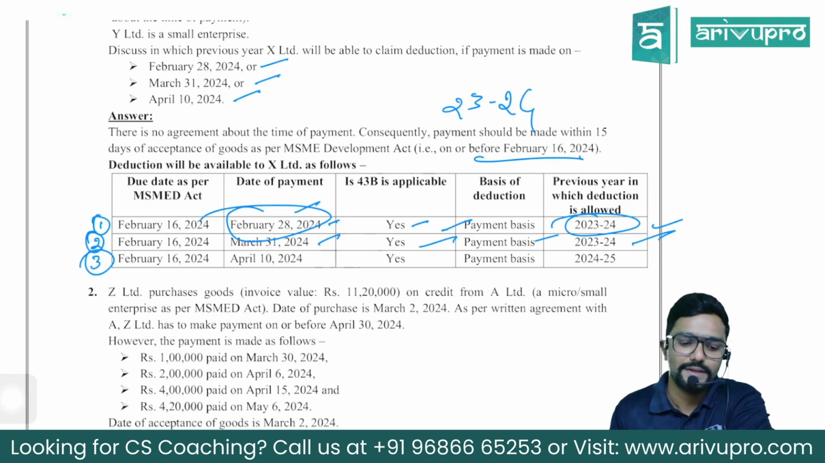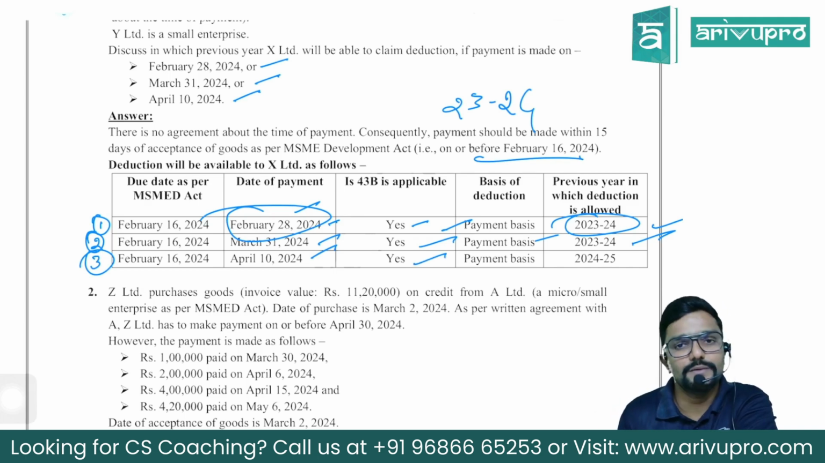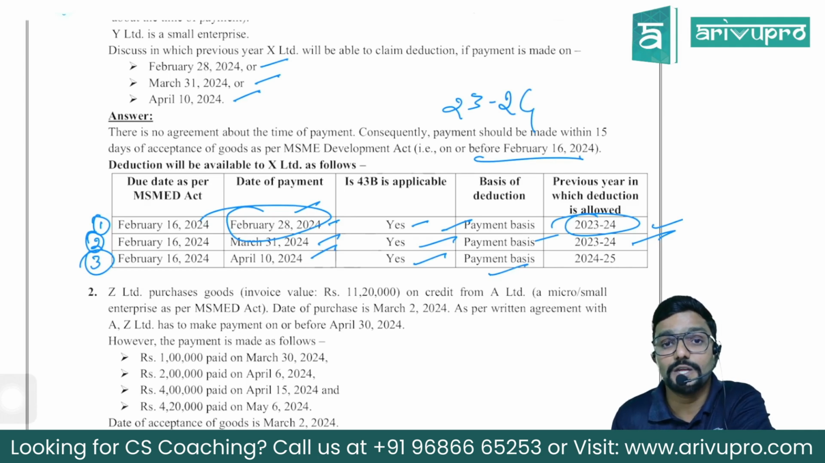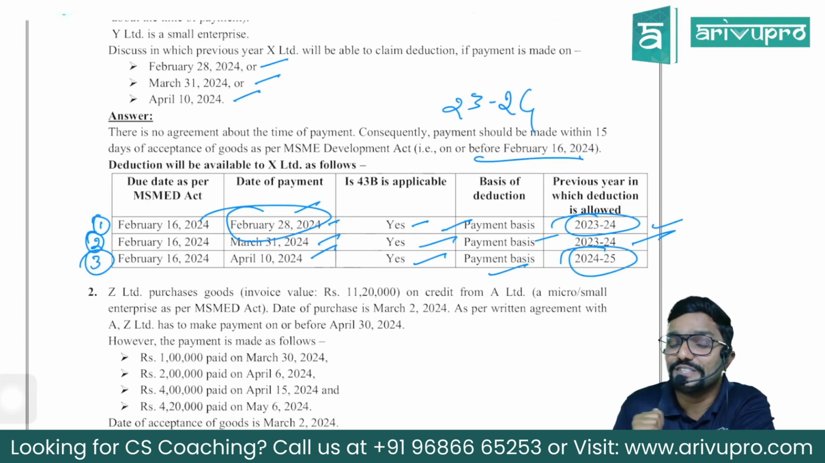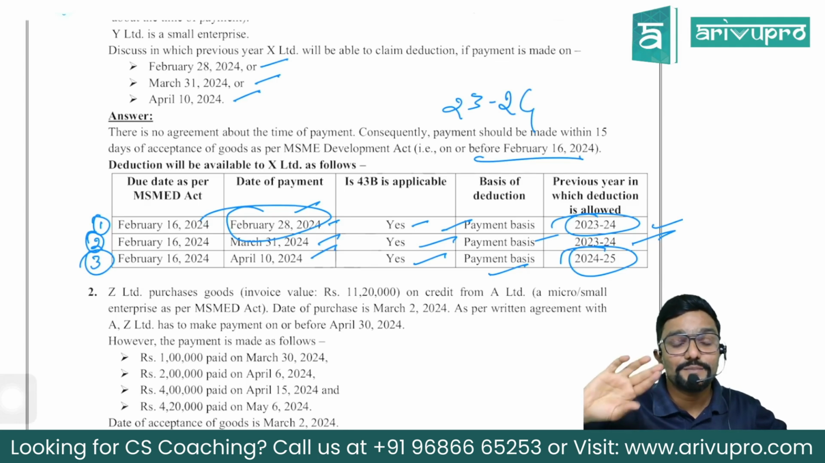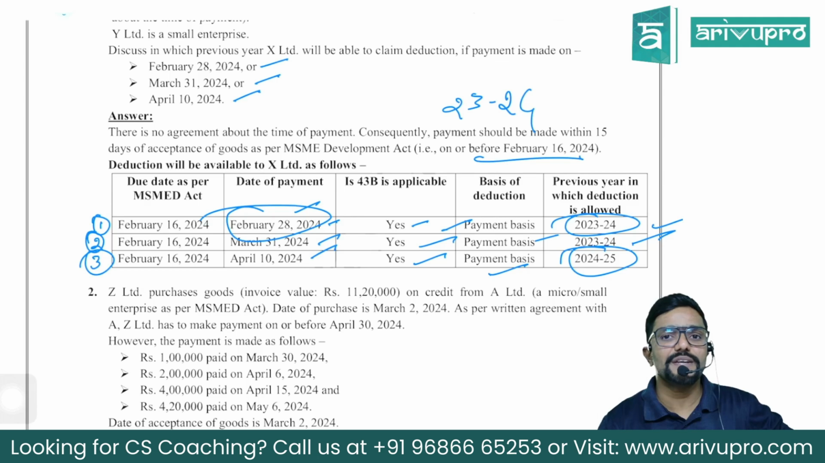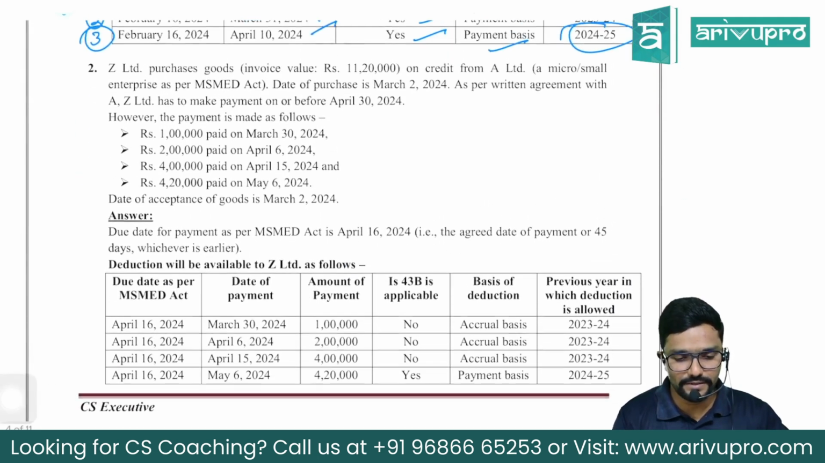Yes, sir. Next you see, if payment is made on April 10th, is payment made within the due date? No, sir. So is 43B applicable? Yes. So expenditure is allowed on what basis? Payment basis. So that means it is allowed in which year? 24-25, because payment is not made before 31st March. So within the due date, the payment is not made, and the payment is made after 31st March of the previous year. So it will be allowed in the year in which payment is made. Which previous year? 24-25. That is next year. Good? Yes. One more example.